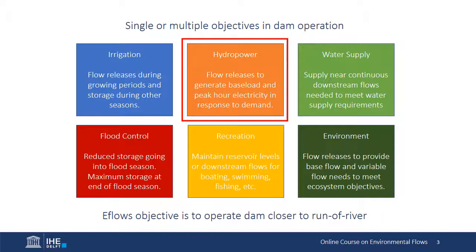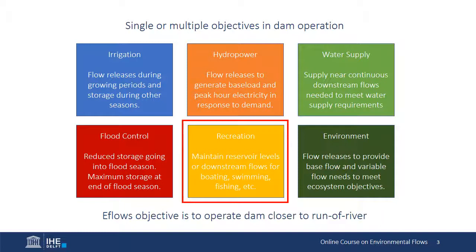Peak hours are in the morning when inhabitants of cities are waking up and switching on lights, as well as afternoon and evening hours when they return home from work. To address these needs, the dam operator may need to change releases dramatically throughout the day. This leads to an ecologically hazardous process called hydropeaking, and we'll discuss how to cope with it in this lecture.